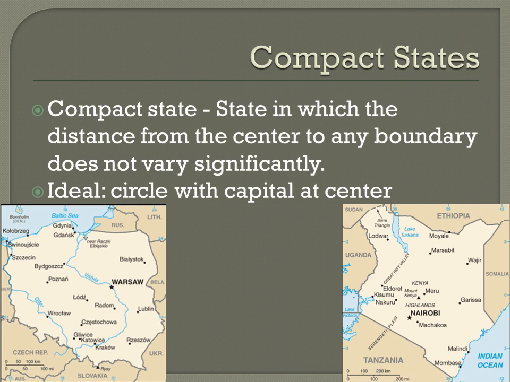Now I ask you, how often do you think that is going to happen in the world? Probably not very often, right? So let's take a look at some ways where we might see it. Examples that you see here on the left-hand side, you have Poland. Poland's a pretty compact state, not too far off the circle. Warsaw is on the eastern part of the state, but pretty close. And then on the right, you have Kenya and the capital city of Nairobi.